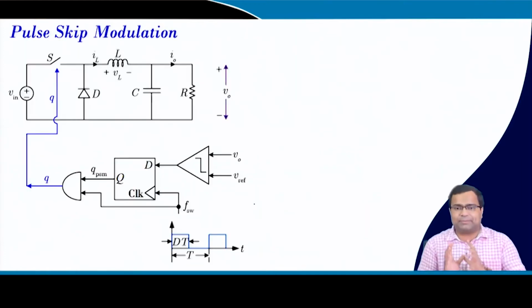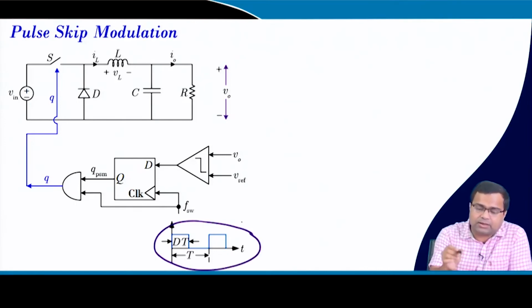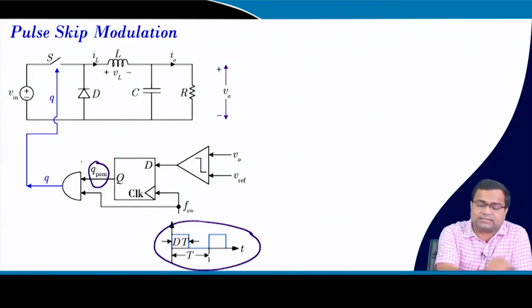If you go to pulse skipping modulation, it can improve the light load efficiency by skipping pulses. That means we can go for charge pulse and skip pulse. So, this uses the same method of PWM, this is the PWM, but with an additional logic of pulse skipping.